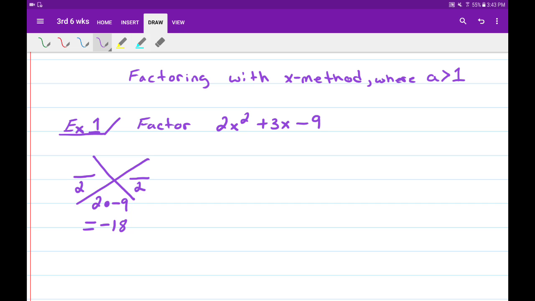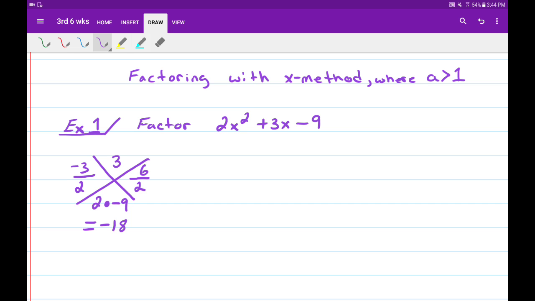All right, so -18 is the one we want to find two multiples that add up to the top number. And on top of the X is our B coefficient, which is 3. So two factors of -18 that add up to 3 or sum up to 3. And that would be -3 and 6.